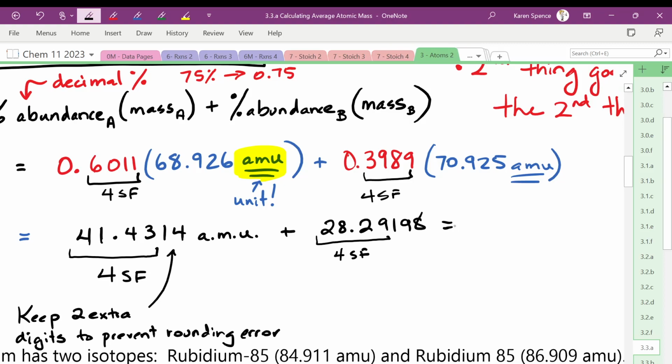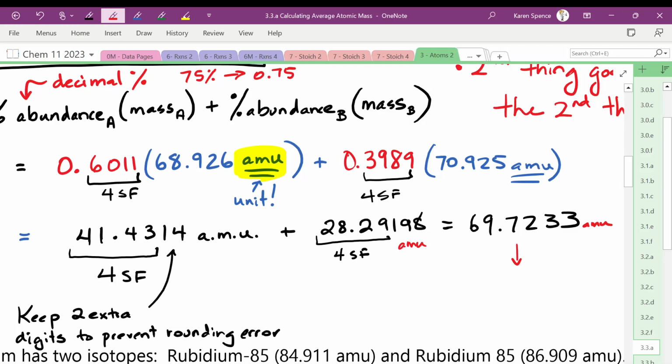So 28.291 and so on, plus 41.4314 equals, and we get 69.7233. This is an addition. When we do addition, what did I forget? Oh, the AMU. Thank you.